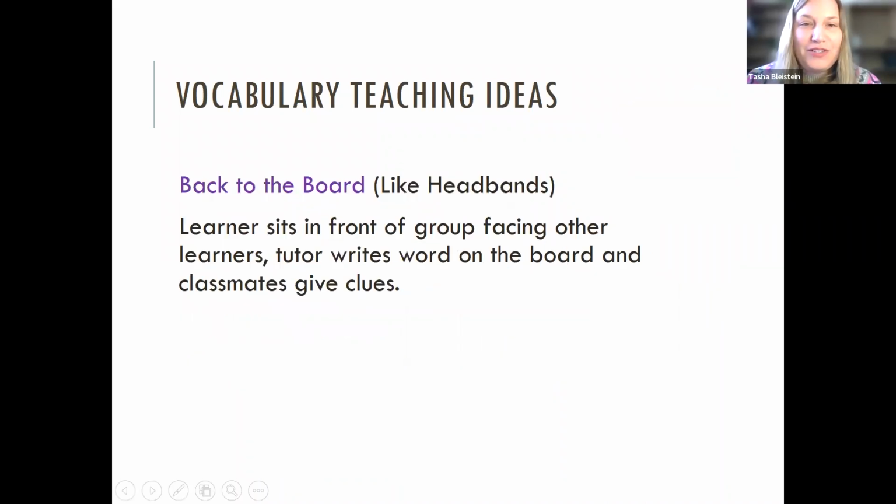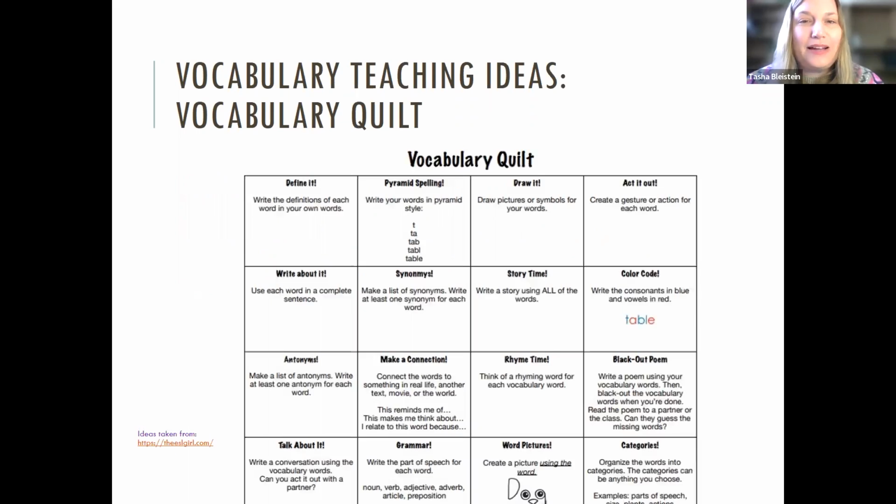Another one is back to the board or headbands, if you're familiar with that one. You could write the word behind the learner and you have one learner facing the other learners if you have a small group. And then the learners who are in front, not with their back to the board, have to explain to the person what the word is. And you could also do it with headbands where they hold up their vocabulary card that you've previously created, and they have to explain what that word is. So these are fun ways to practice.